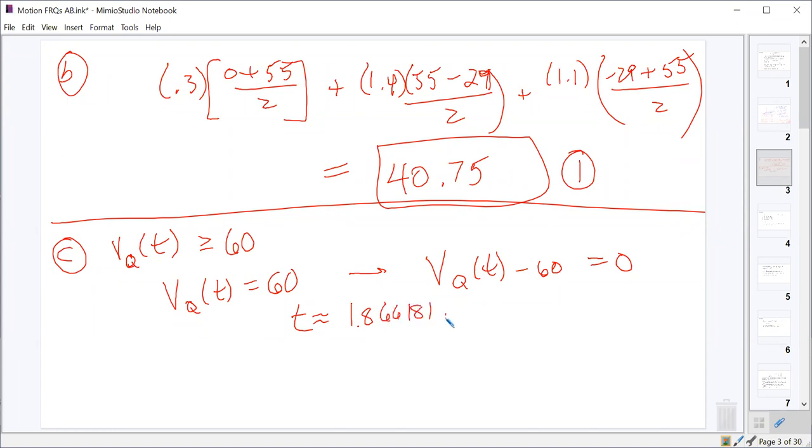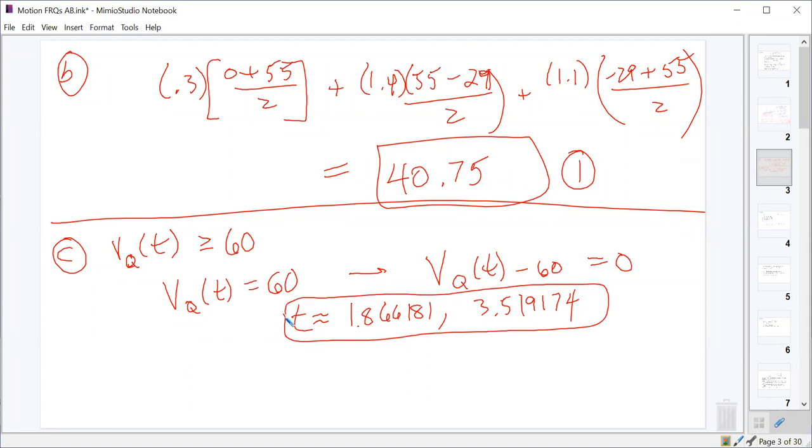1.66181 and 3.51917. And getting those two values, I believe, actually, no, not getting those values. That wasn't worth a point yet. You had to get those two values, and then you had to look at it and say, well, is it from 0 to 1.8, or from 1.8 to 3.5, or 3.5 to 4, for which it's actually greater than 60, or when this minus 60 is greater than 0.